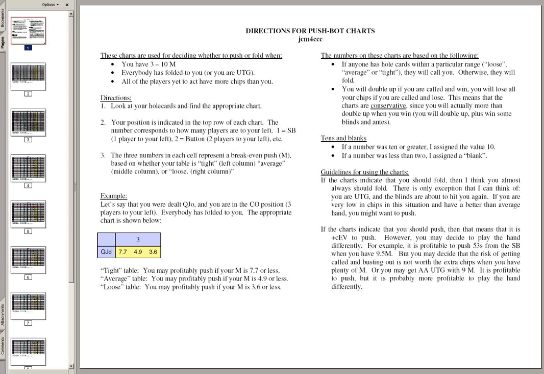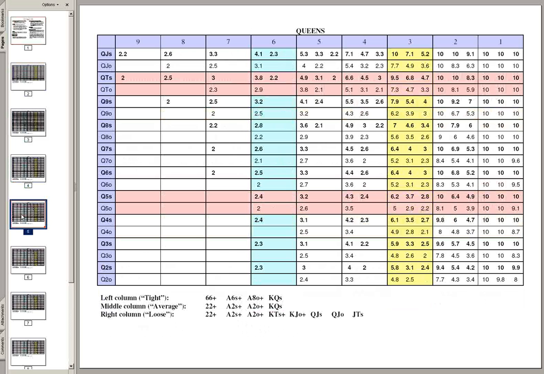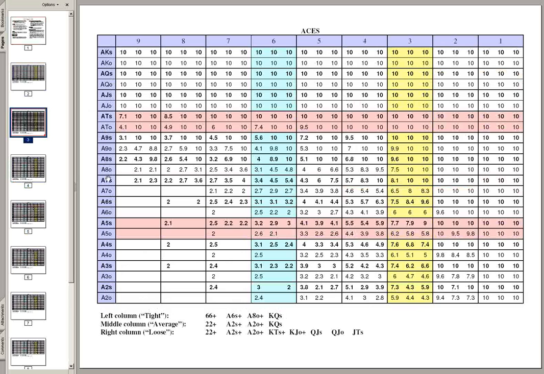And now that you have all that information, using the chart's fairly simple. Just look at your hole cards and find the appropriate chart. There are 169 possible 2-card starting hands in Texas Hold'em, and this chart has all of them. So look at your 2 cards, find the corresponding chart. After you find your 2 cards, look up to the top where it has position. So if you have Ace-7 suited and you're in position 4, follow Ace-7 suited over to 4, and those are the numbers that you're interested in.